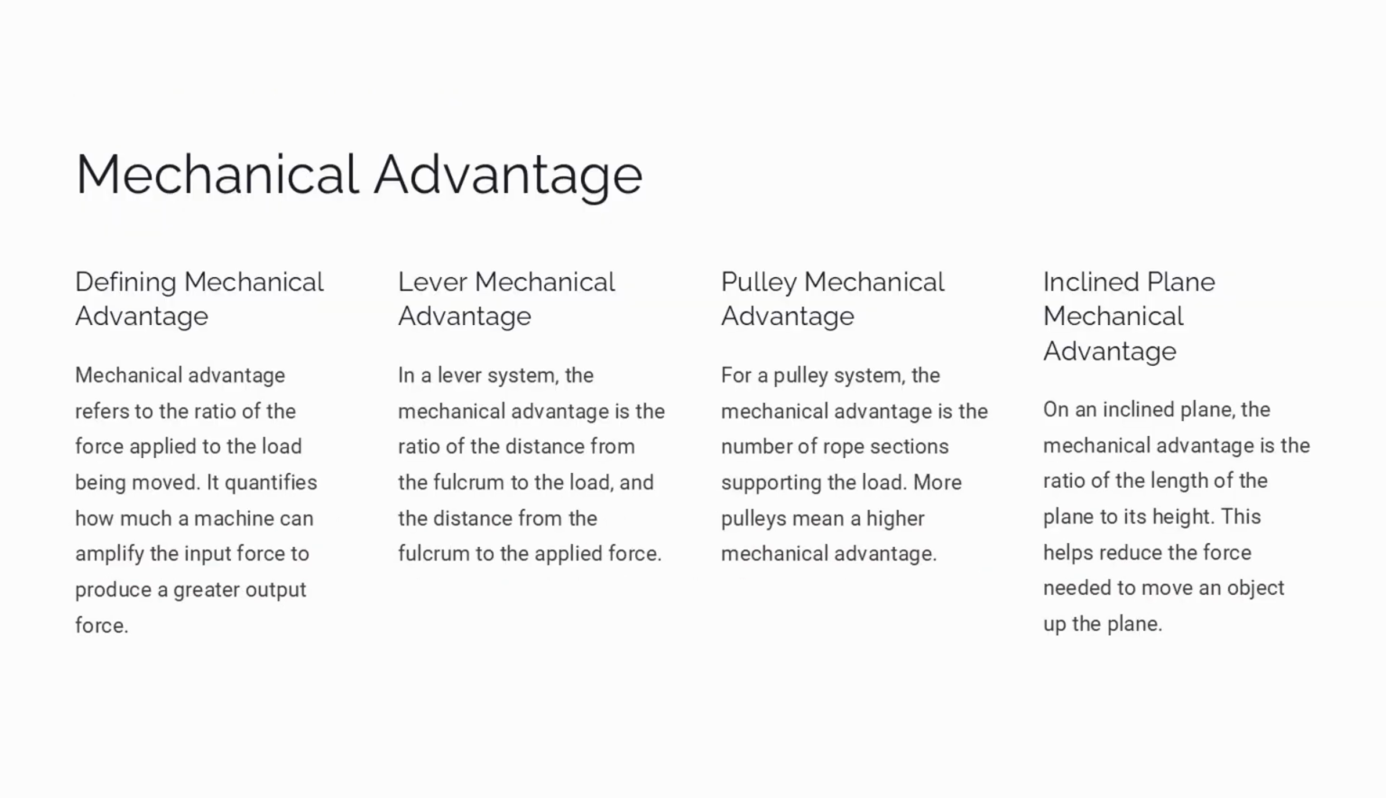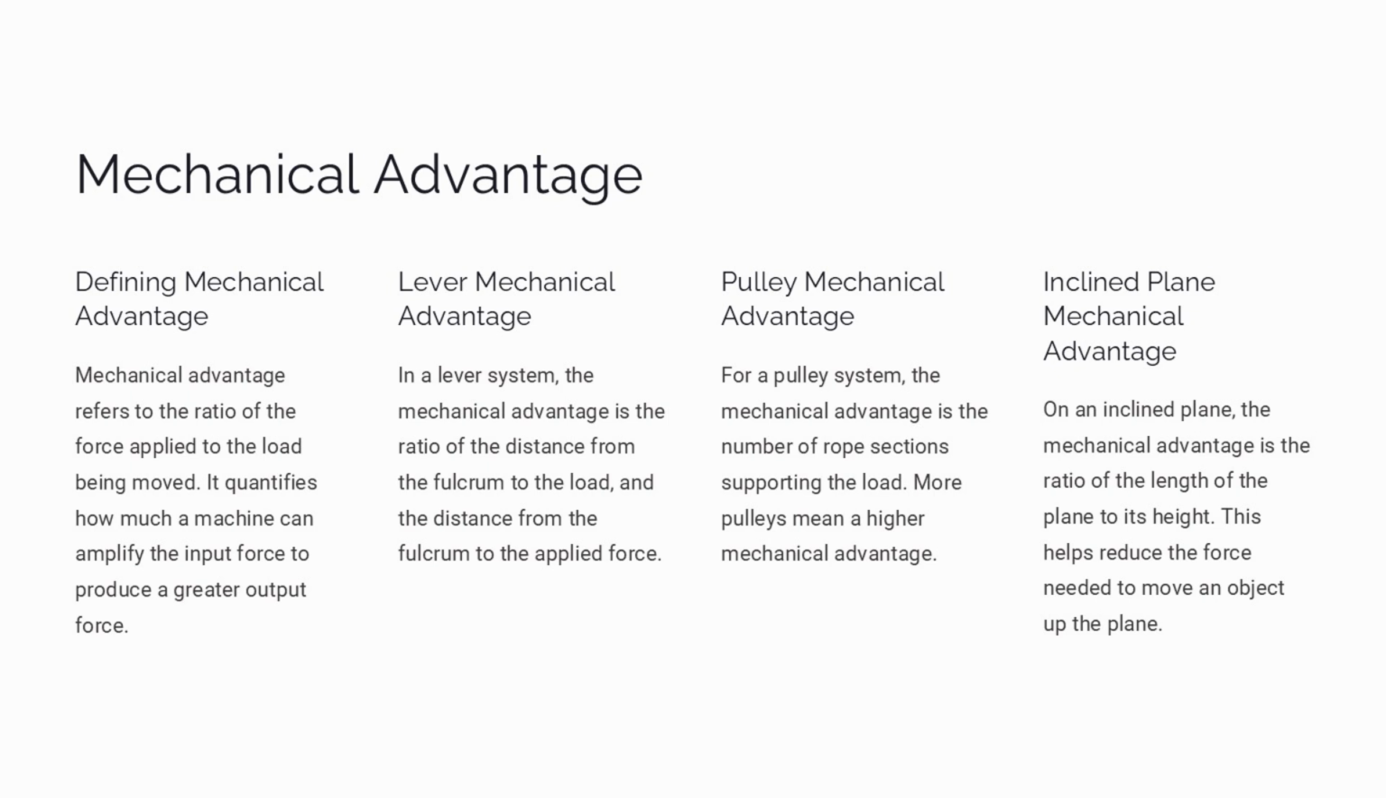Mechanical advantage is the ratio of the force applied to the load being moved. It quantifies how much a machine can amplify the input force to produce a greater output force. In a lever system, the mechanical advantage is the ratio of the distance from the fulcrum to the load and the distance from the fulcrum to the applied force.